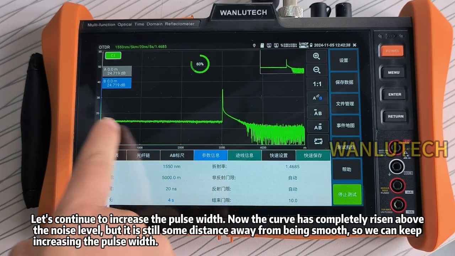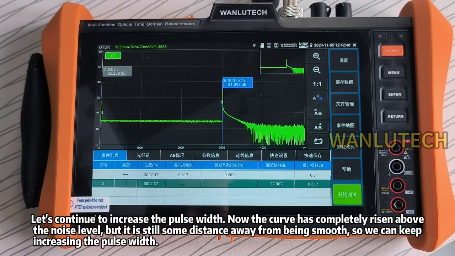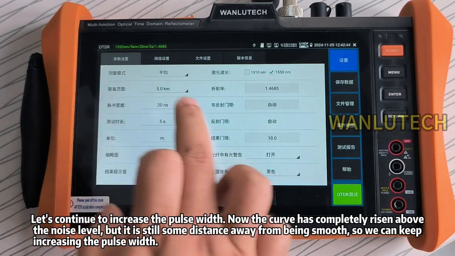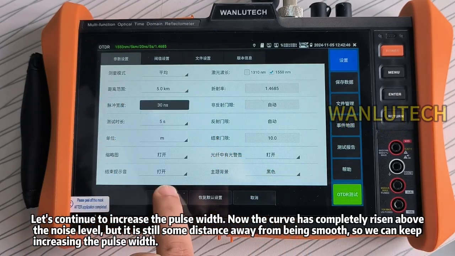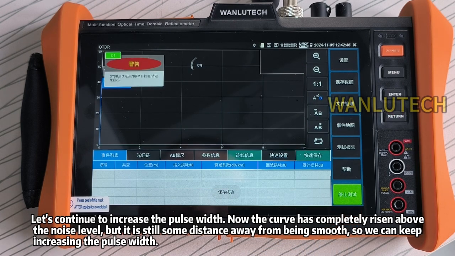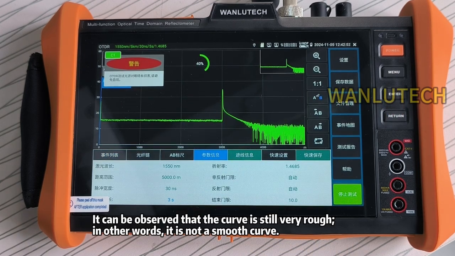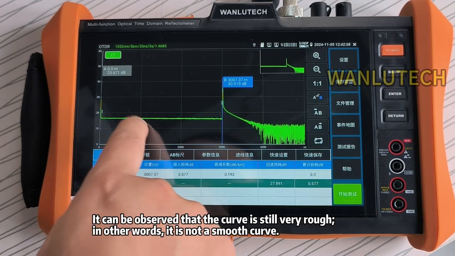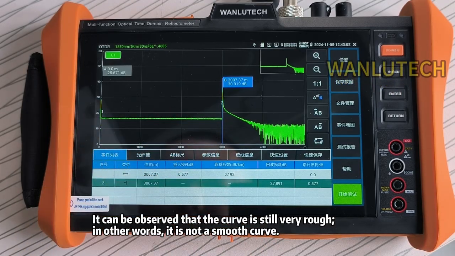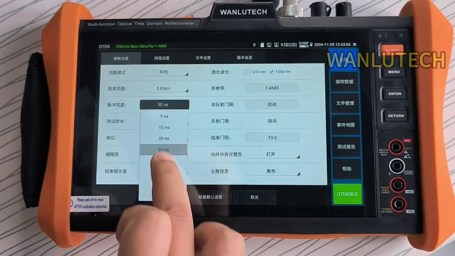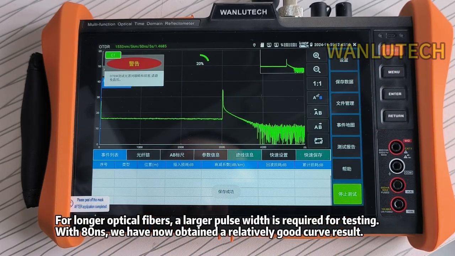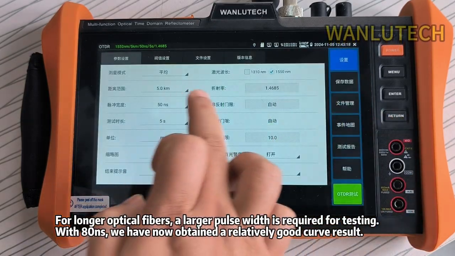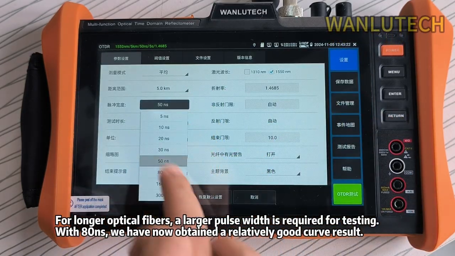Let's continue to increase the pulse width. Now the curve has completely risen above the noise level, but it is still some distance away from being smooth, so we can keep increasing the pulse width. It can be observed that the curve is still very rough. In other words, it is not a smooth curve. For longer optical fibers, a larger pulse width is required for testing. With ADNS, we have now obtained a relatively good curve result.